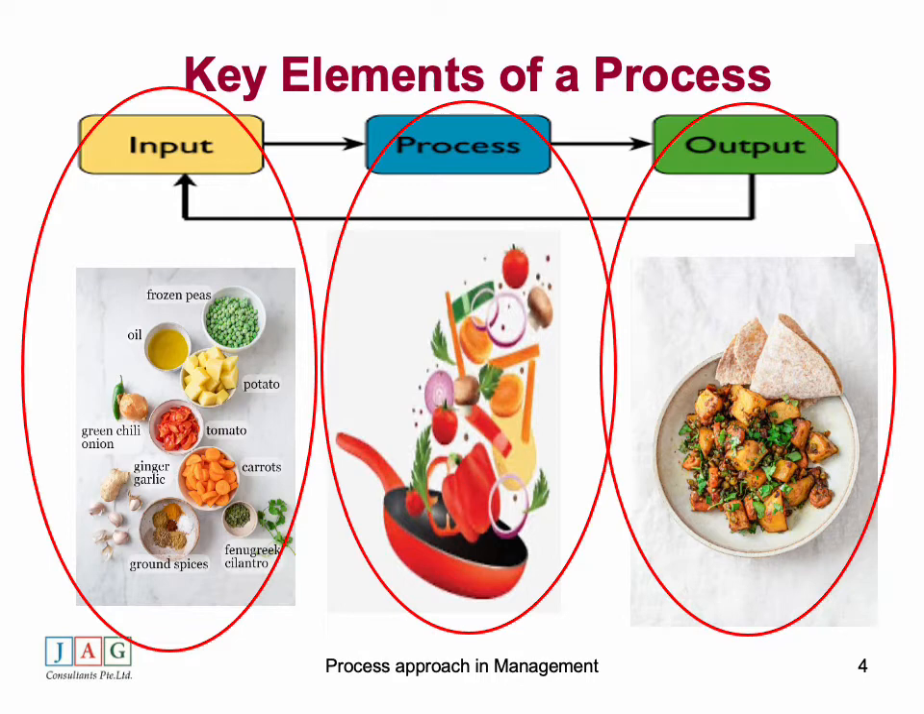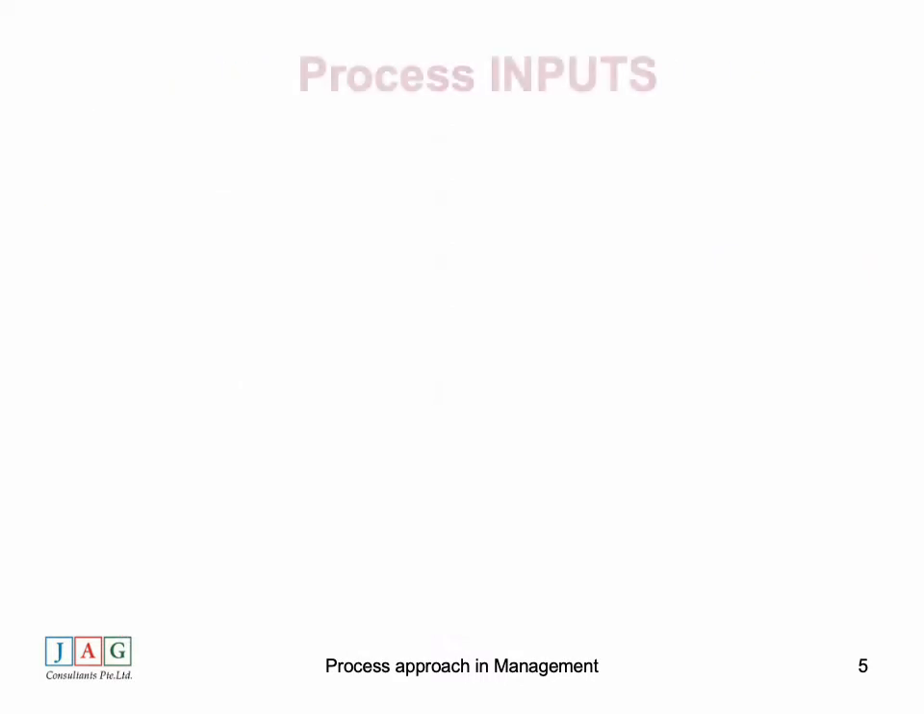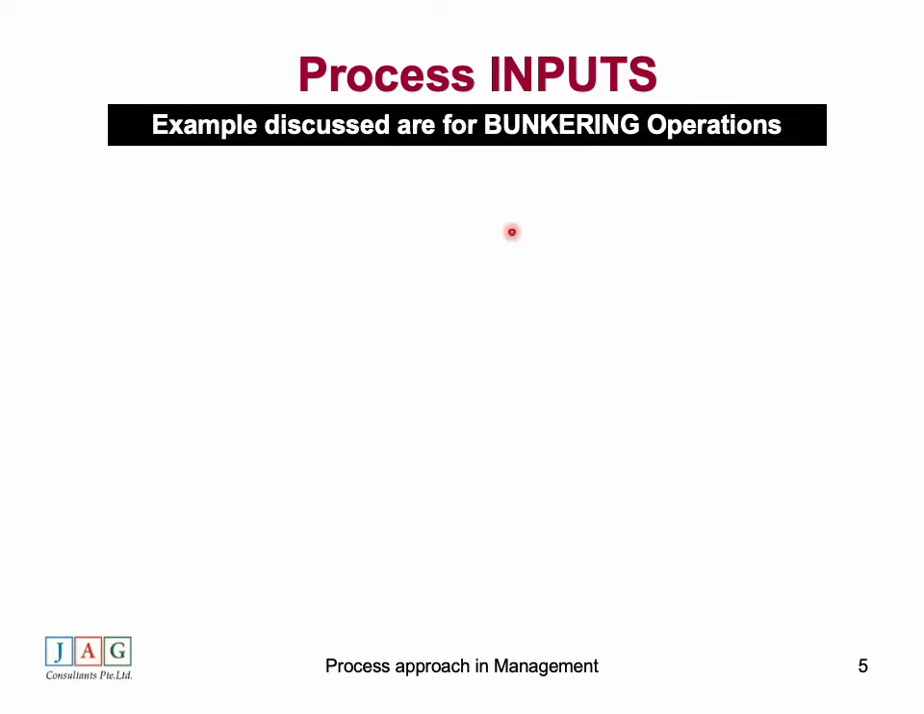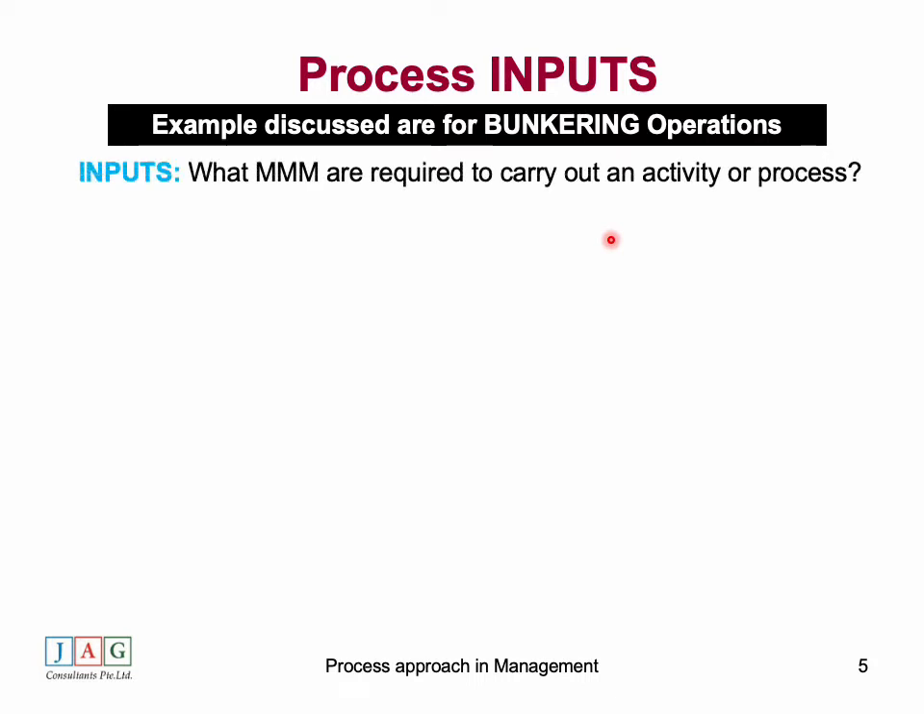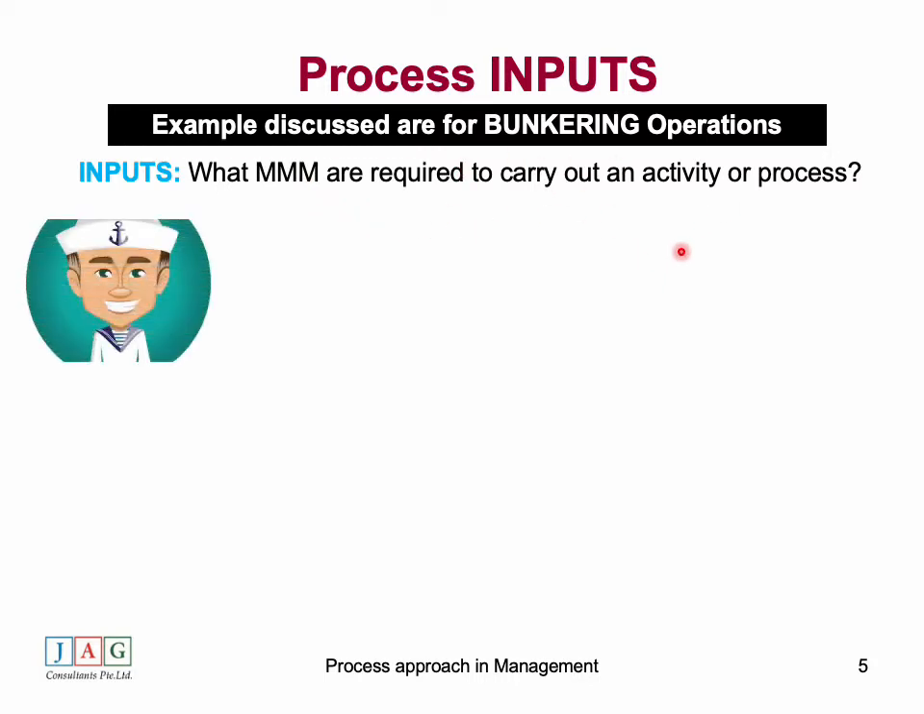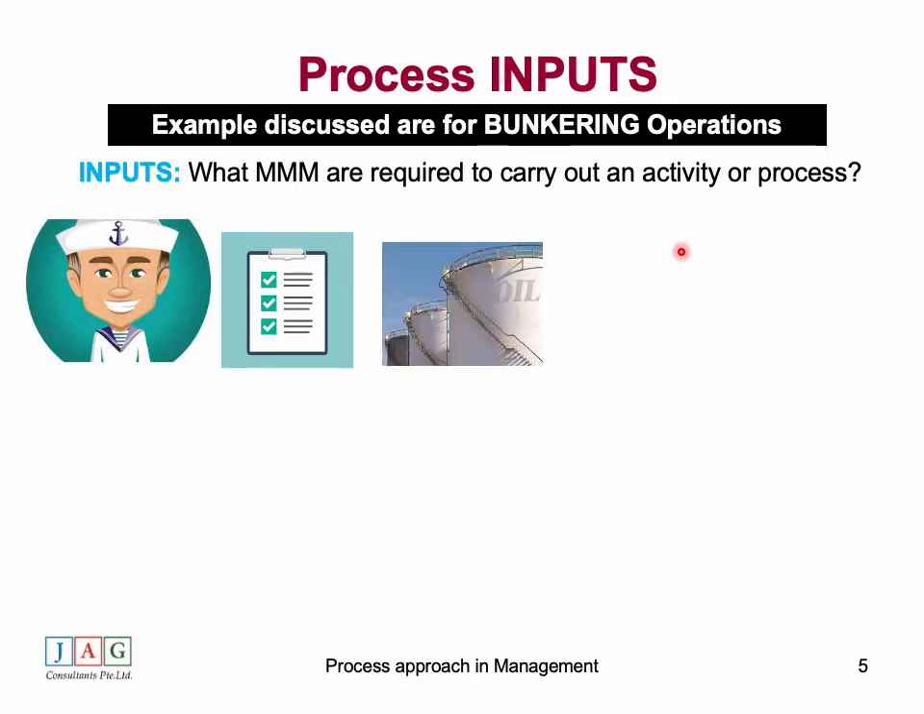So now we look into what exactly are process inputs. We will take the bunkering operations as a process for discussion. Let's see what are the inputs: the man, machinery, material, methodology. So the 3 M's or the 4 M's required to carry out the bunkering operations. We need staff. We need people on board the vessel. We need engineers. We need seafarers. We need deck officers. There is the documentation that's required.